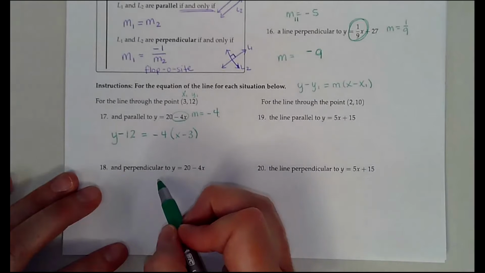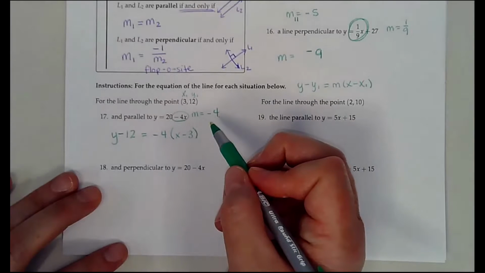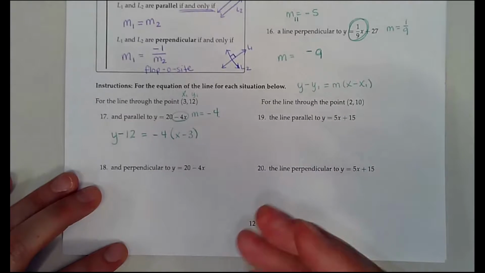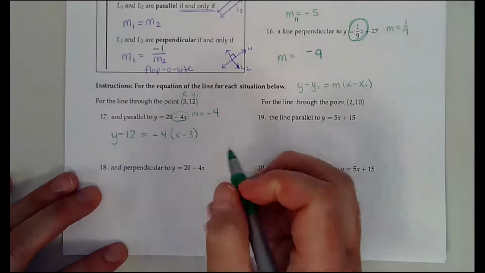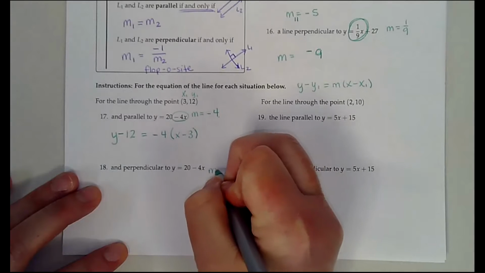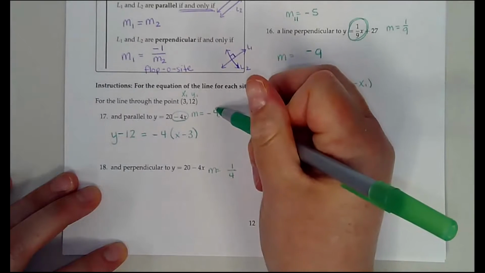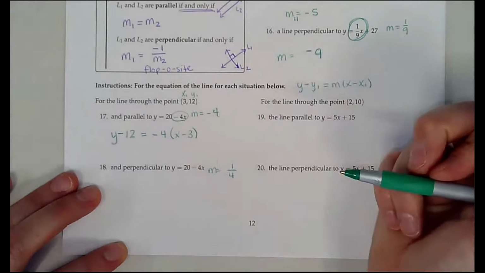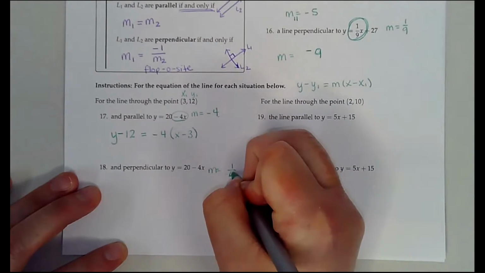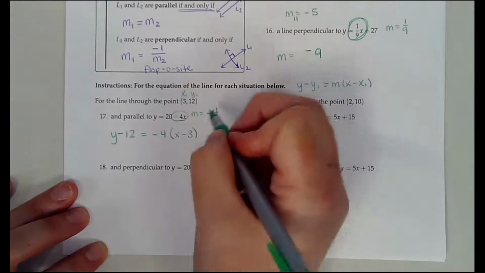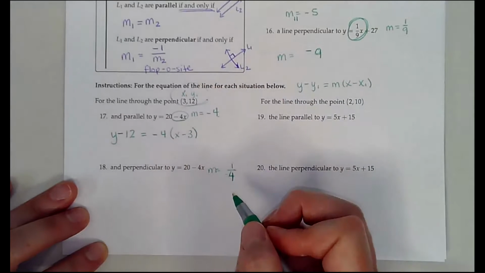And then for the perpendicular one, if the original slope was -4, I need to flip that over, do 1 over that slope. So my new slope is going to be 1/4. And then this was negative, so this one needs to be positive. It needs to have the opposite sign. So we have a positive 1/4 as our slope. And then we'll still use this same x1, y1.